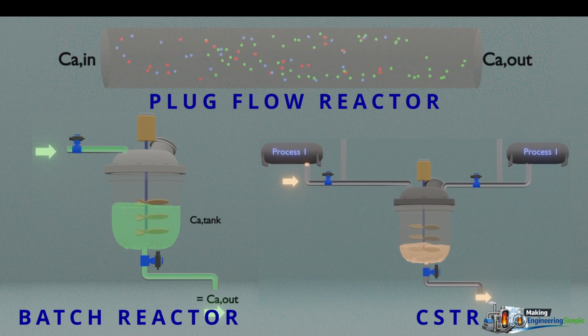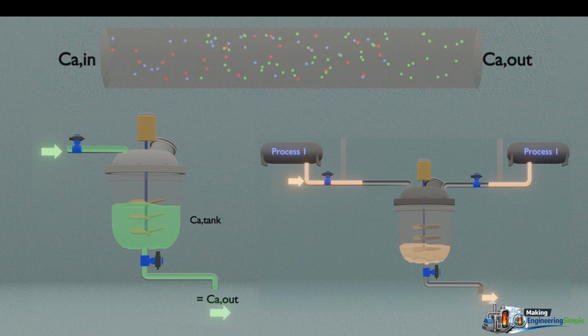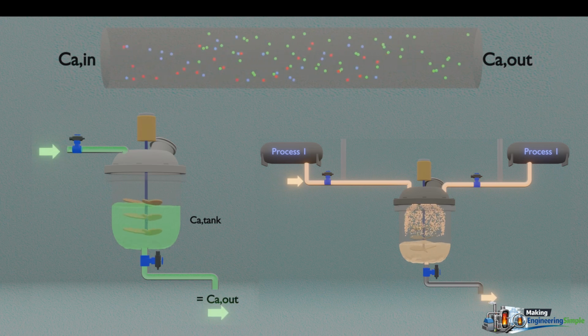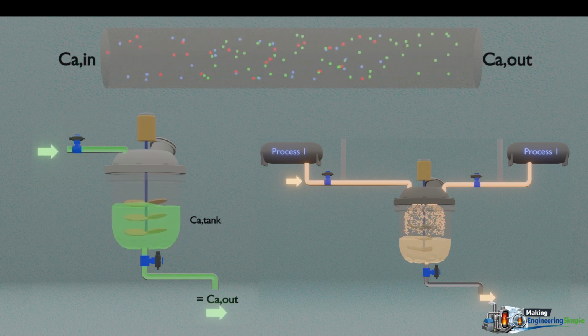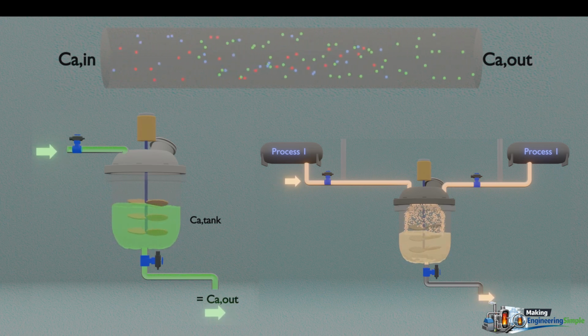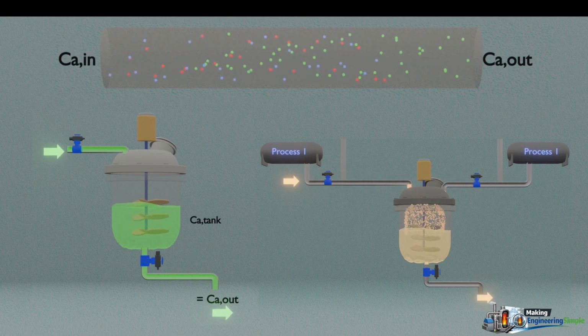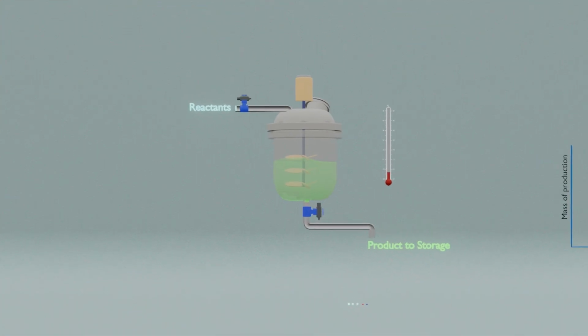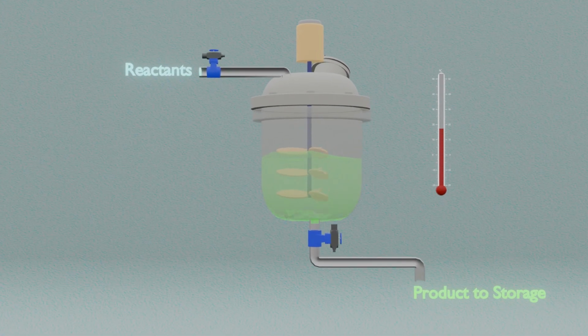In this video, we will discuss three different types of reactors used in industry and their advantages and disadvantages. The purpose of a reactor is simply to convert reactants into products. Firstly, you have the continuous stirred tank reactor, also known as a CSTR.